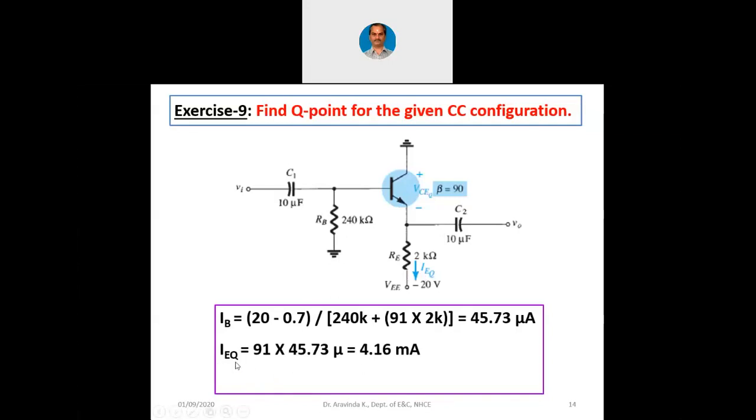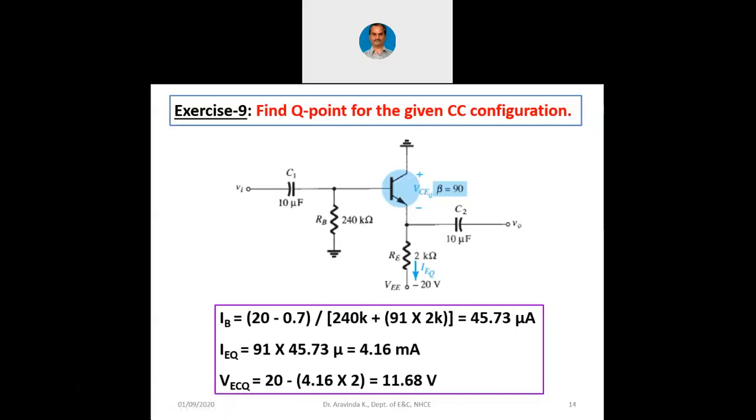Now we can find IEQ, the quiescent point current at the emitter, which is nothing but (1 plus beta) into IB, that is 4.16 milliamperes. When you find 4.16 milliamperes, you can easily find VECQ. I am writing it as VECQ, emitter to collector, because the collector is ground. According to this configuration, the collector is common to base and emitter, so collector is ground. So instead of ICQ, I have written IEQ. Instead of VCEQ, I have written VECQ. But the coordinates of the Q point are the same.